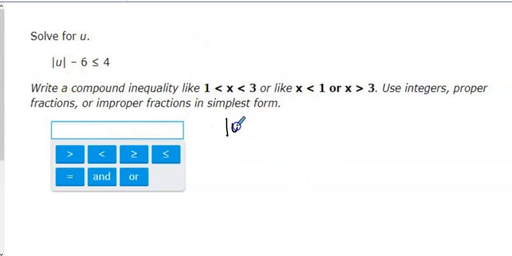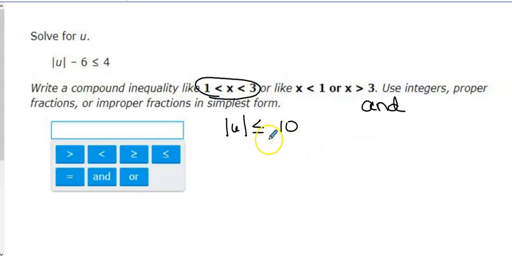Absolute value of u minus 6 is less than or equal to 4. I'm going to go ahead and add 6 on both sides. Okay, so now I've isolated my absolute value and I have a less than symbol. So my less than symbol is one of those inequalities, but they don't want to see the word and. What they want to see is something like this. So it's going to end up looking like this. And here's how you can do that.